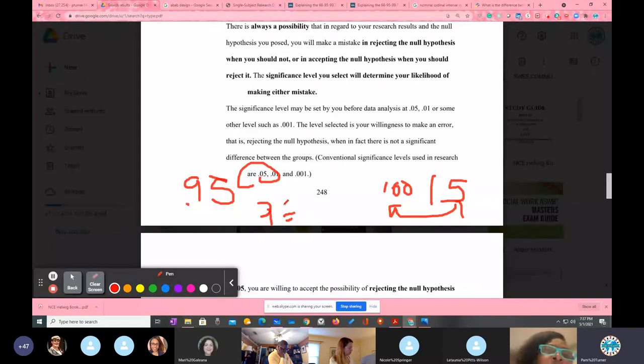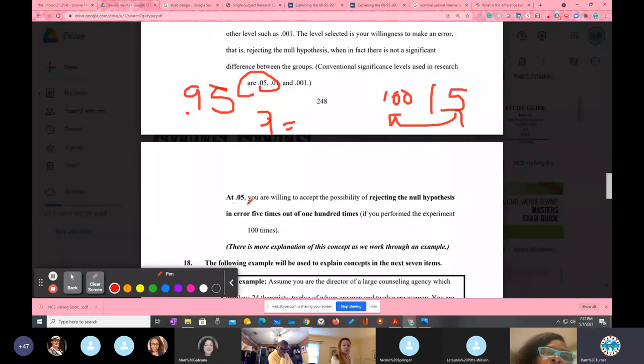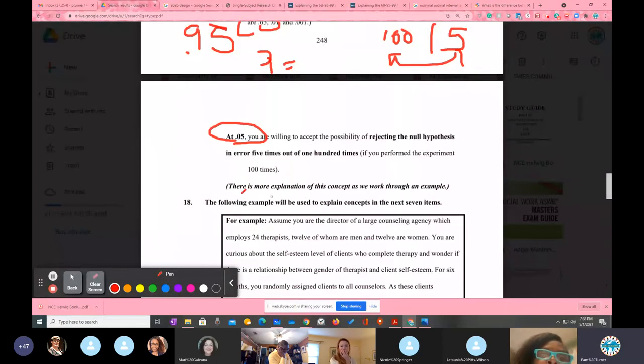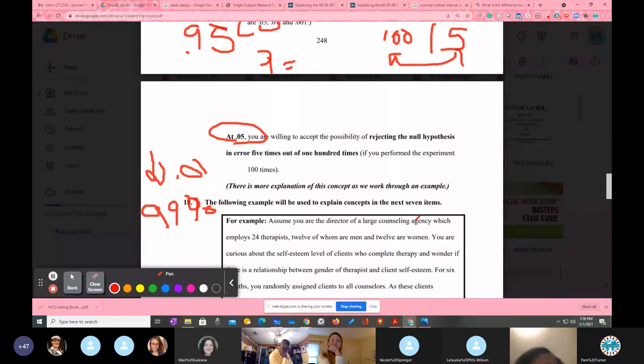So what I know, though, is if I change my probability error from 0.05 and I change it to 0.01, I've taken it to 99%. So what it's telling me now is that 99 out of 100, there's only a 1% chance that there's going to be an error in my research. Okay, so at 5%, you're willing to accept the possibility of rejecting the null. That's your type 1, 5 out of 100 times. So that's your 0.95. I'm willing to accept the probability that I should have accepted it, that I'm going to reject the null, 5 out of 100. That's my type 1 error.